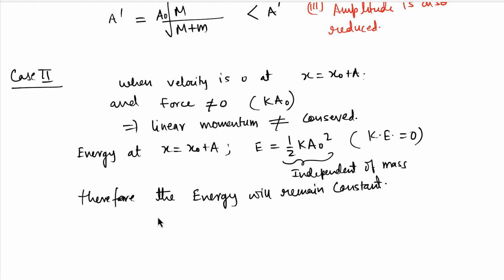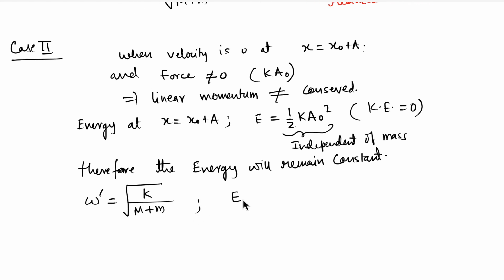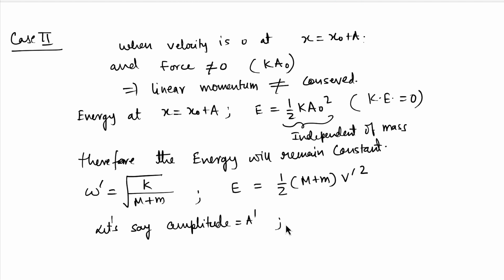Okay. After placing the small mass m, if that is true, then we know that omega prime is root of k by m plus m after placing the mass m. So the kinetic energy will be half m plus m v prime square, right? And let's say amplitude is a prime, therefore v prime will be a prime omega prime.